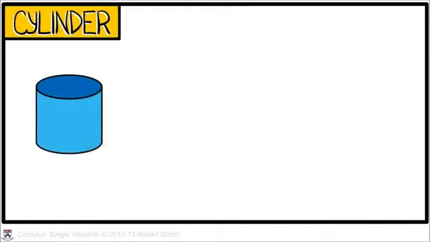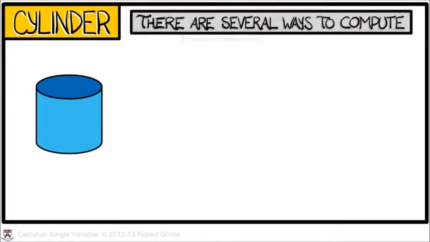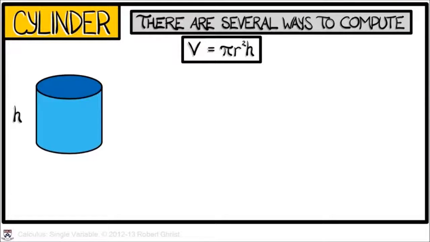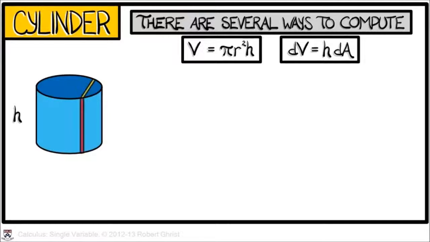For a less trivial example, consider a cylinder with base, a disk of radius r, and height h. There are several ways to compute the volume, as pi r squared h. One method involves taking the associated area element for the base and multiplying by the height of the cylinder, h. As we saw in a previous lesson on area, there are several different ways to do this.